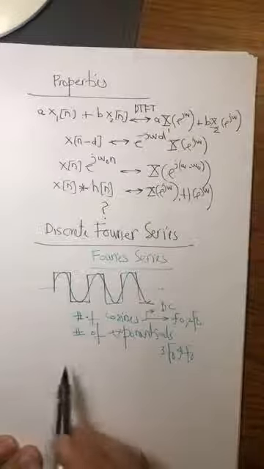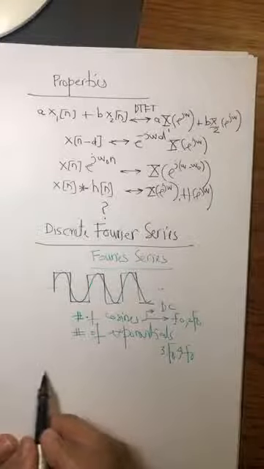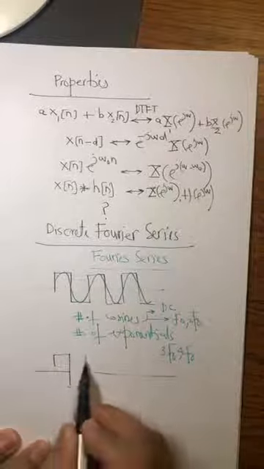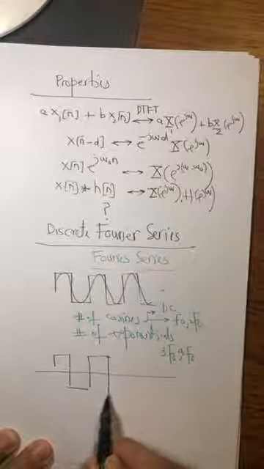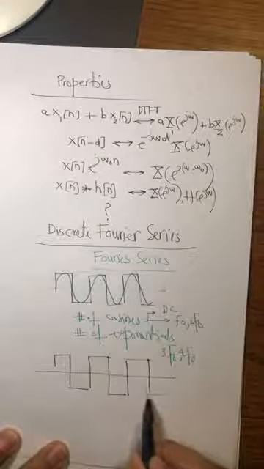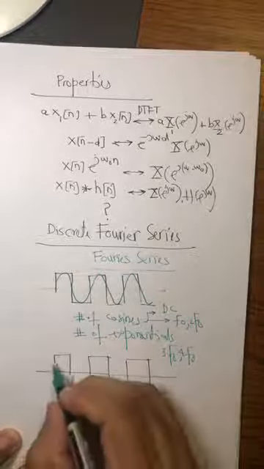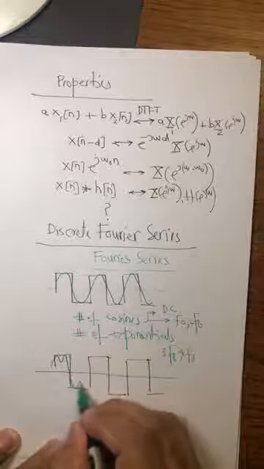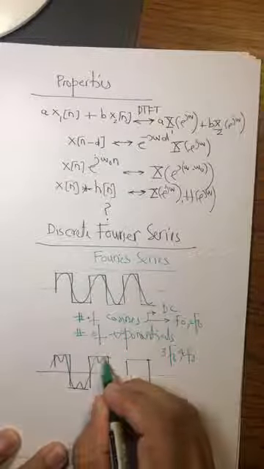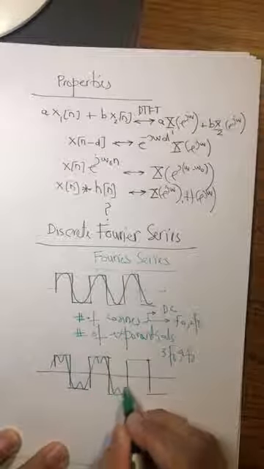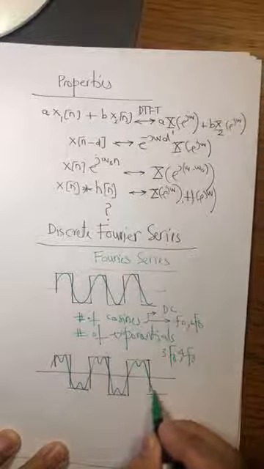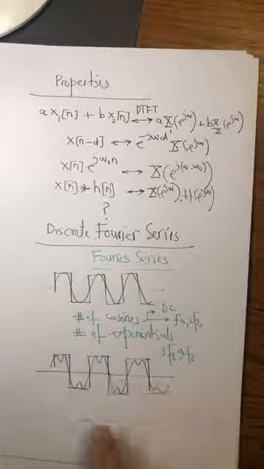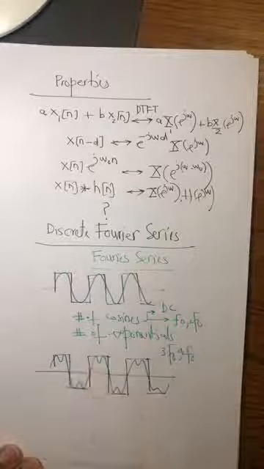Okay, so if you add two of these, it starts taking the shape of this periodic signal. If you add this, you will find it will be something like this. You see, it starts making the shape of a square pulse.